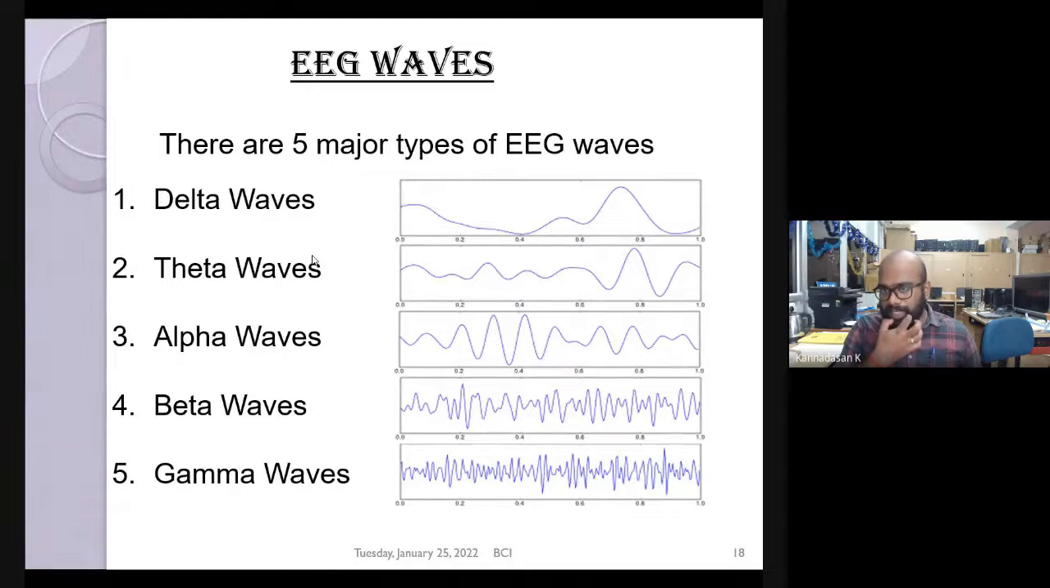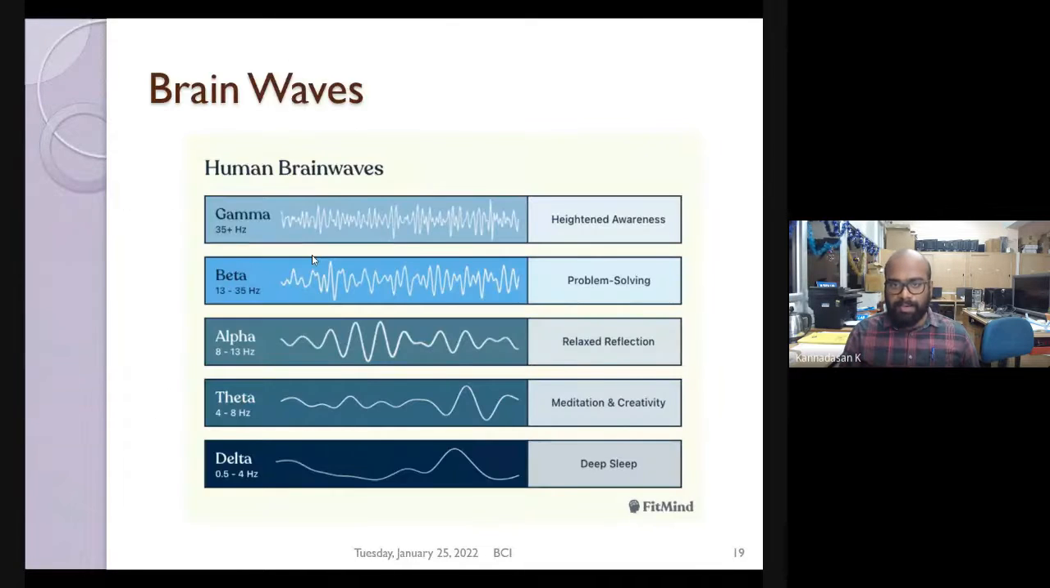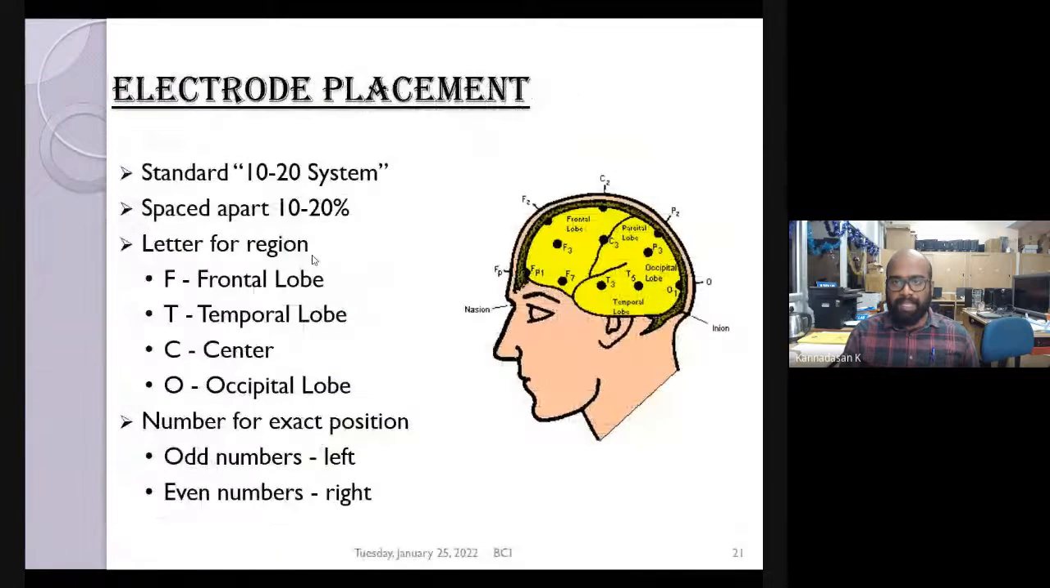So what sort of signals? One minute. I will look at this first, and then we'll go back to EEG waves. Electrode placement. Now we have divided the brain areas into different parts: frontal, occipital, parietal, and temporal lobes. As I said, where do we place these electrodes on your head? There is a standardized system, the 10-20 system, where the electrodes are placed at 10 to 20 percent spacing.